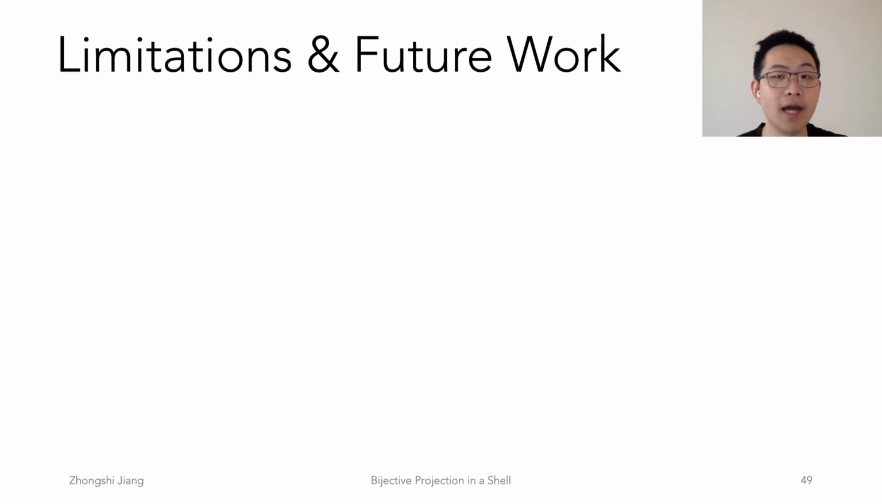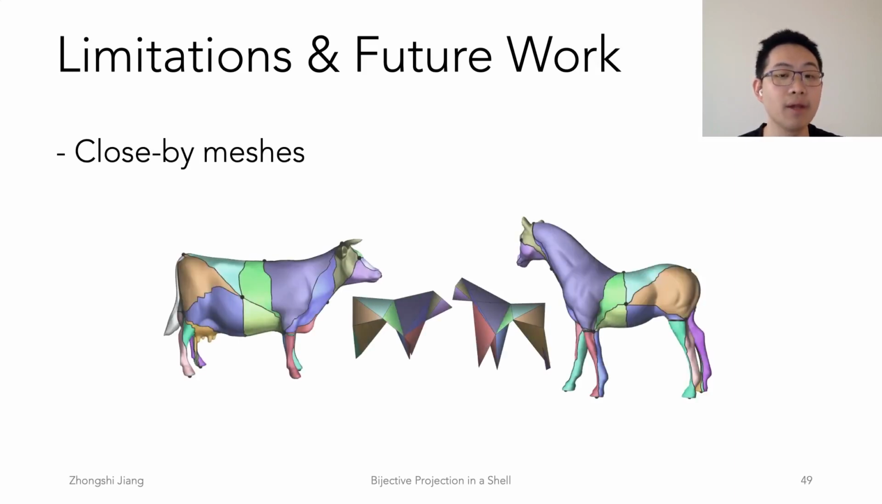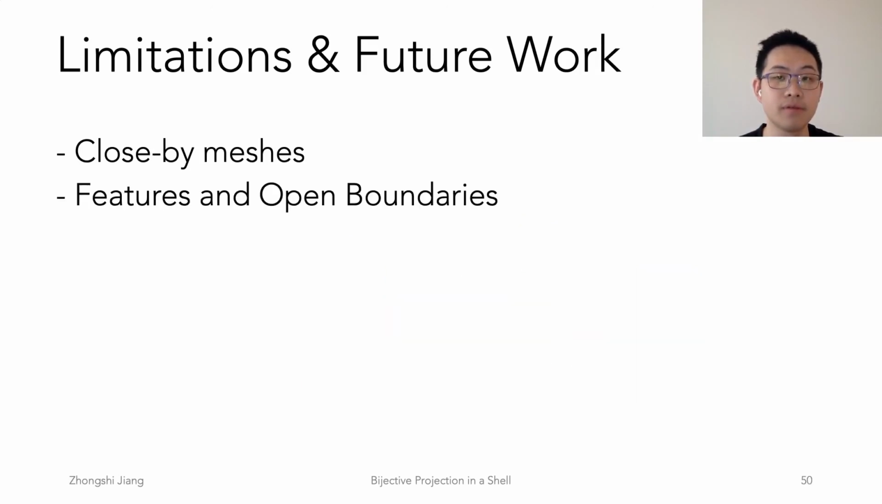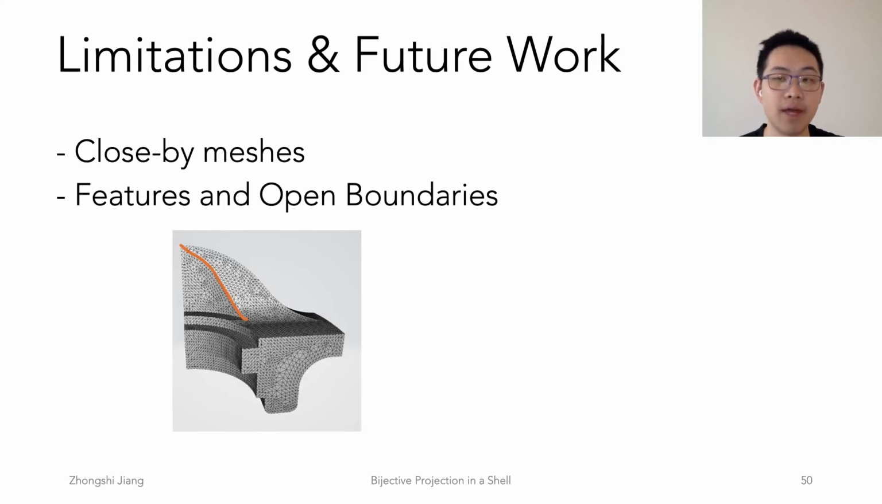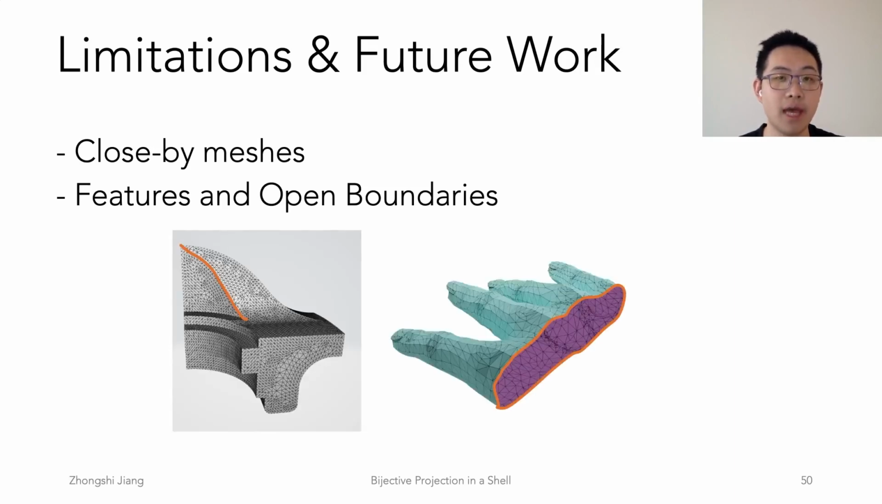Here are some of the items we have yet to achieve, and I believe they are very interesting future directions to pursue. Our construction relies on close-by meshes, and it will be very interesting to extend a similar construction to build an inter-surface mapping. Next, the current approach to preserve features or an open boundary is by fixing them, and allowing them to simplify can be more desirable in many applications.